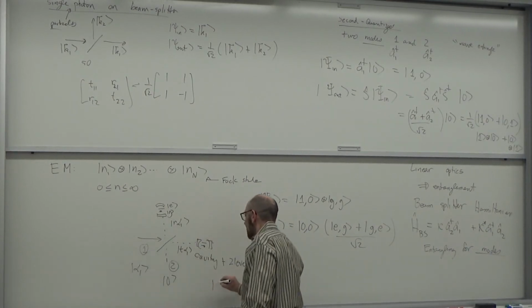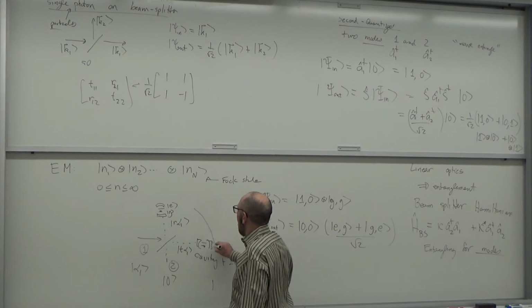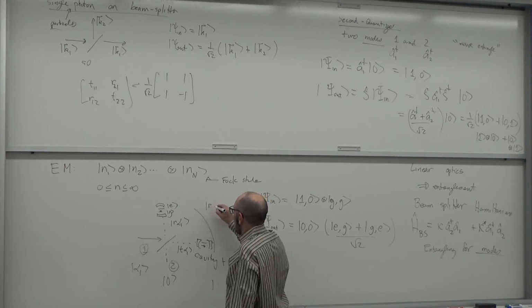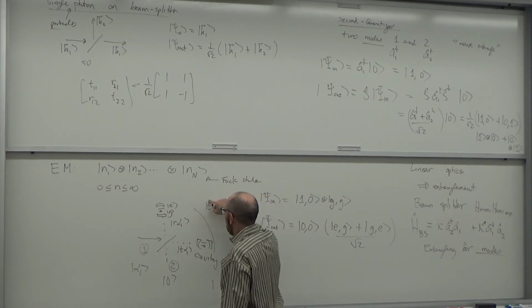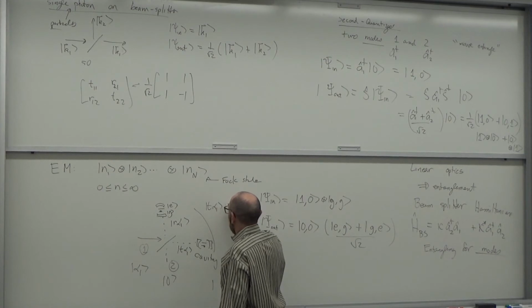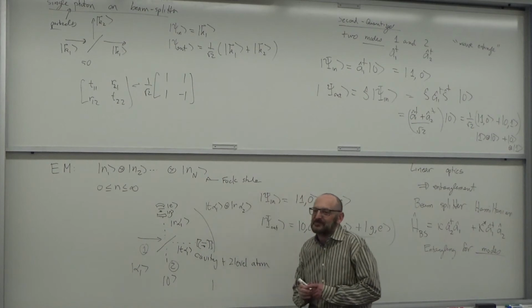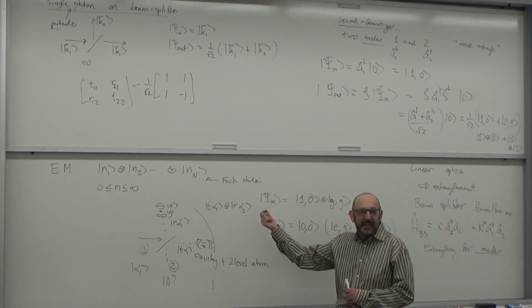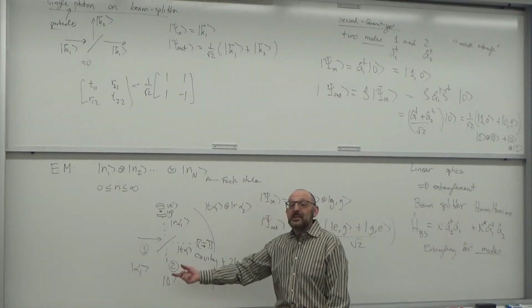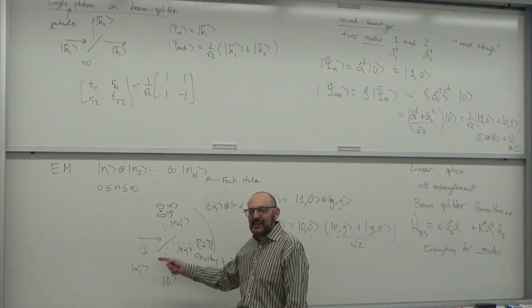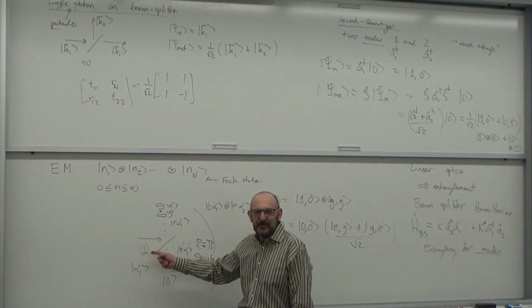I would have a product state in that case. My output state would be transmitted tensor reflected. Right? I would not get entanglement, mode entanglement, if I had coherent states in these modes.